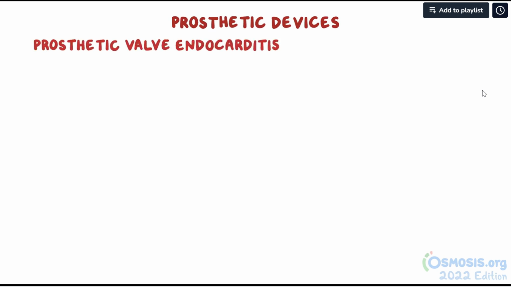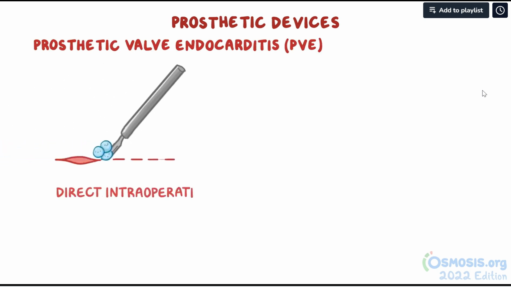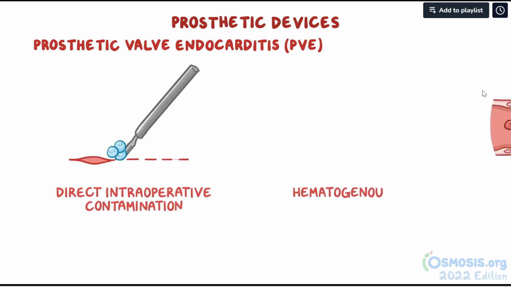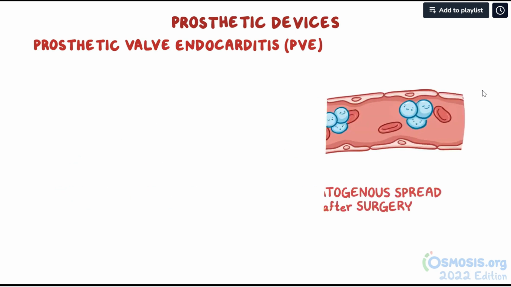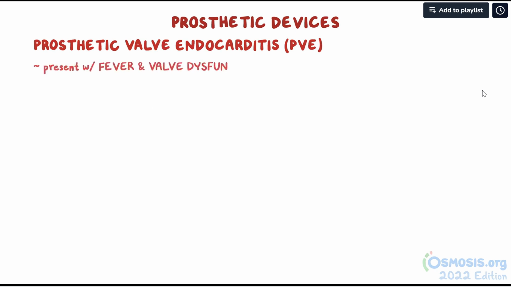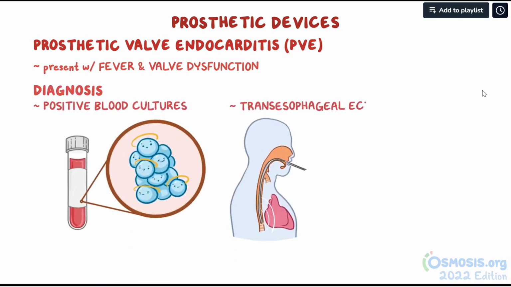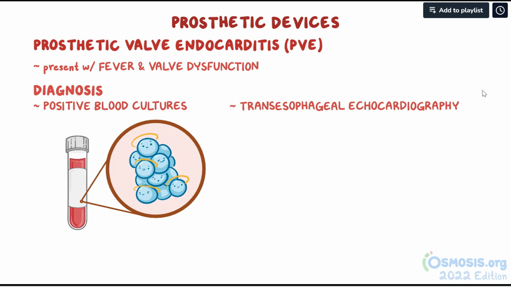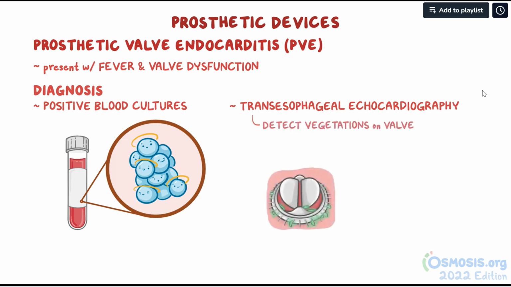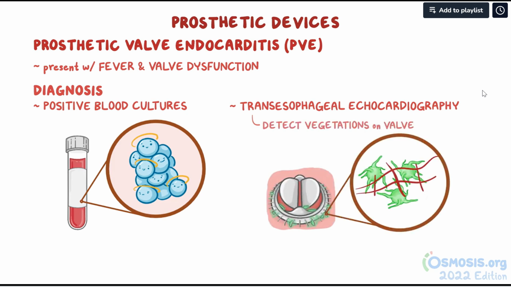Alright, now switching gears and moving on to prosthetic devices. Staph epidermidis is a major cause of prosthetic valve endocarditis, or PVE. Prosthetic valve endocarditis can occur due to direct intraoperative contamination or via hematogenous spread during the first several weeks after the surgery. Individuals with prosthetic valve endocarditis typically present with fever and valve dysfunction, and the diagnosis is confirmed by positive blood cultures and transesophageal echocardiography. Transesophageal echocardiography can detect small vegetations on the valve, which mostly consist of platelets, fibrin, and bacteria.